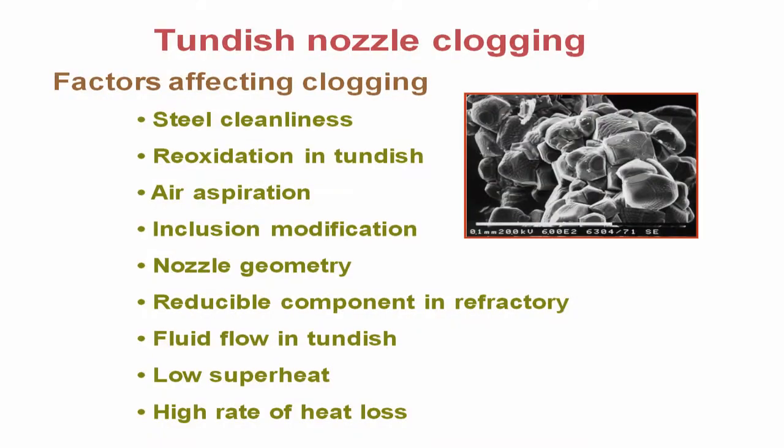Now, this nozzle clogging, I was talking of the nozzle clogging, this Tundish nozzle basically means the sub-entry nozzle, because from Tundish liquid steel is coming to the mold through the sub-entry nozzle. So, by Tundish nozzle I mean the sub-entry nozzle port clogging, what I have been talking about. So, what are the factors which affect clogging? I have been discussing this.